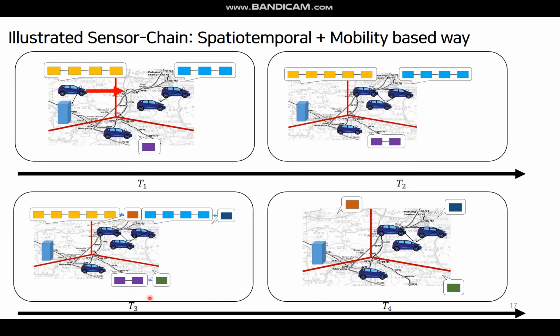After that, after the temporal constraint, each aggregator node in each cell makes an aggregated version of the block, and then this aggregated version of the block remains in each cell, and each IoT node in each cell maintains this aggregated version of the local network. So this is the combination of spatio-temporal and mobility-based blockchain management.